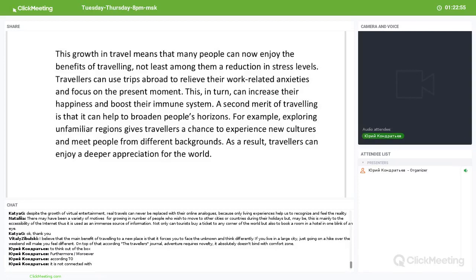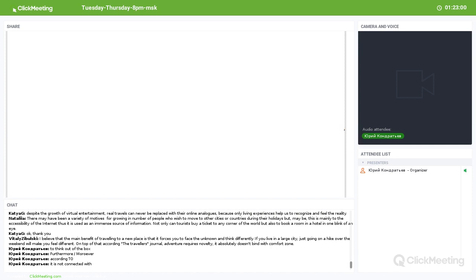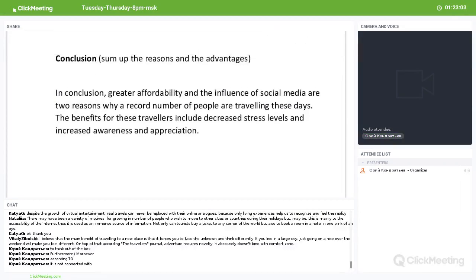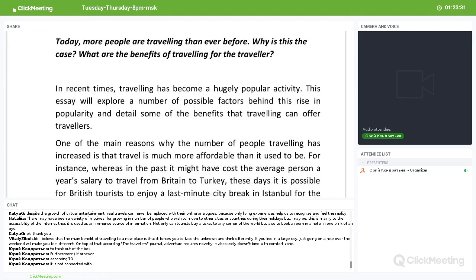Okay, and the last part of the essay is the conclusion, in which you're supposed to sum up the main reasons and the advantages. And here's an example. In conclusion, greater affordability and the influence of social media are two reasons why a record number of people are traveling these days. The benefits for these travelers include decreased stress levels and increased awareness and appreciation. Okay, that's an example of a conclusion. And so the whole essay can look like this.